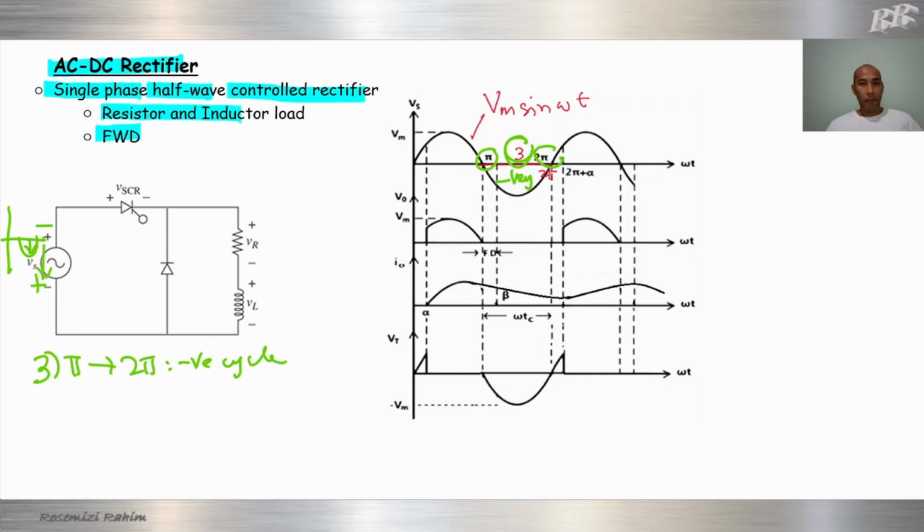Okay. During the positive cycle, our inductor charges from alpha to pi. We know the characteristic of an inductor: it will charge during the positive cycle when it receives current. Then during the negative cycle, it will become a current source.